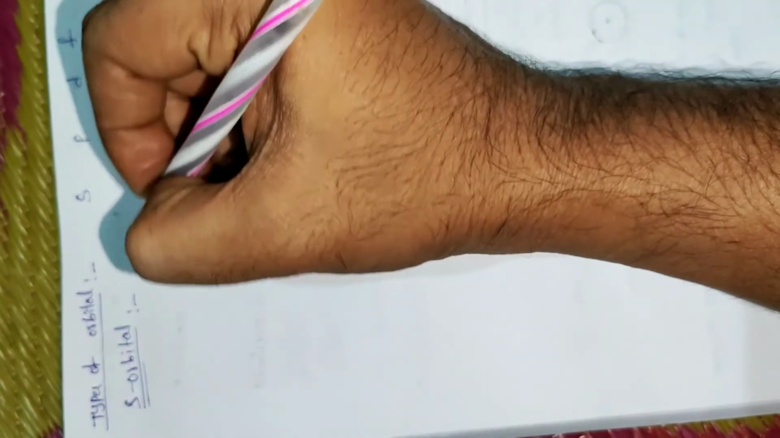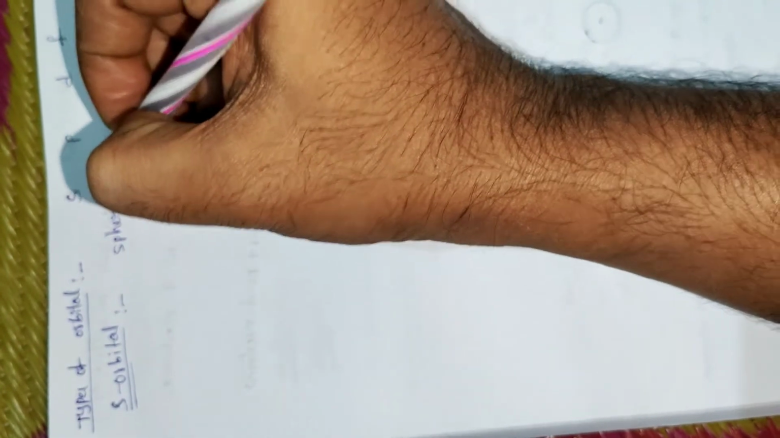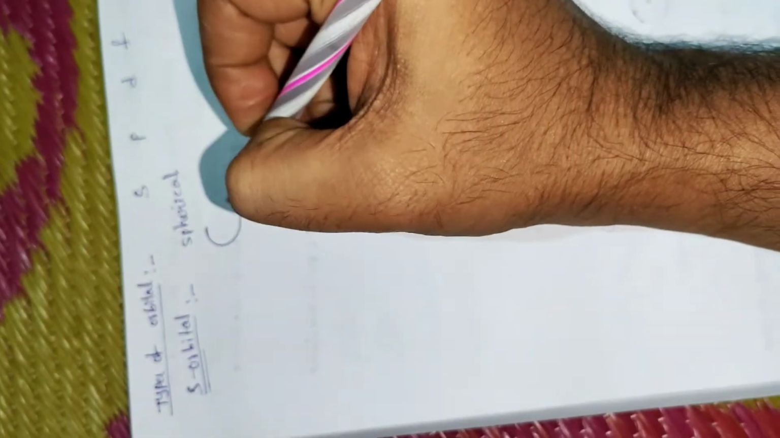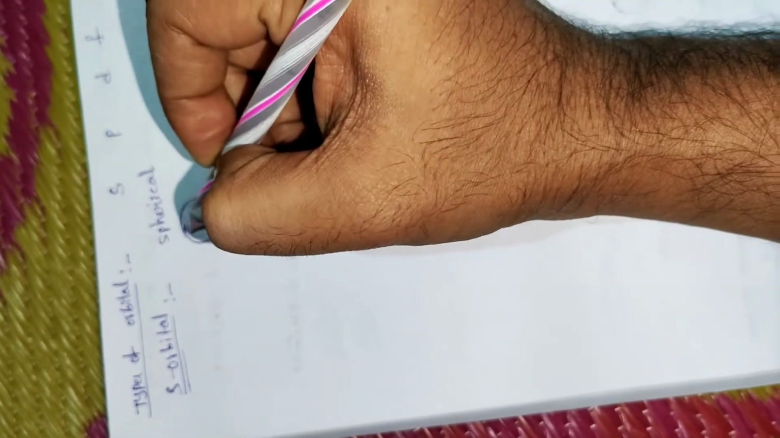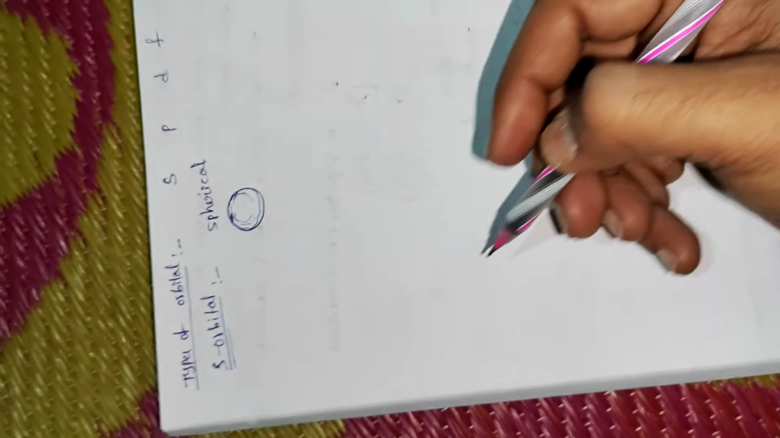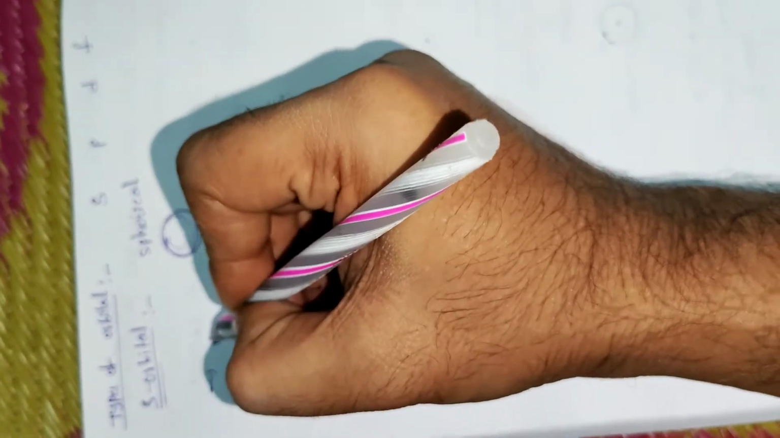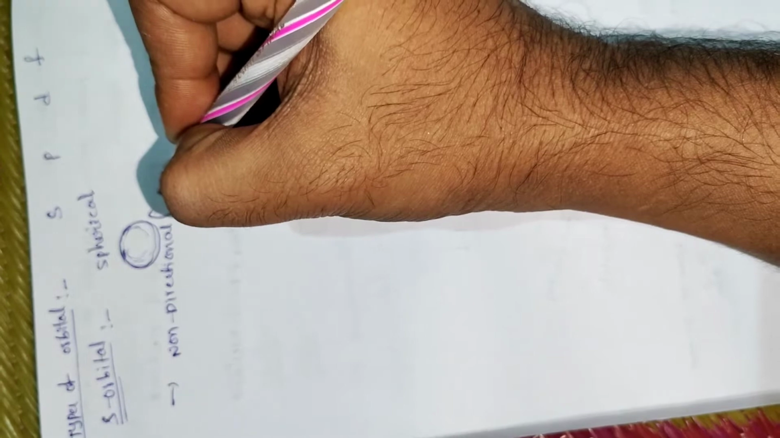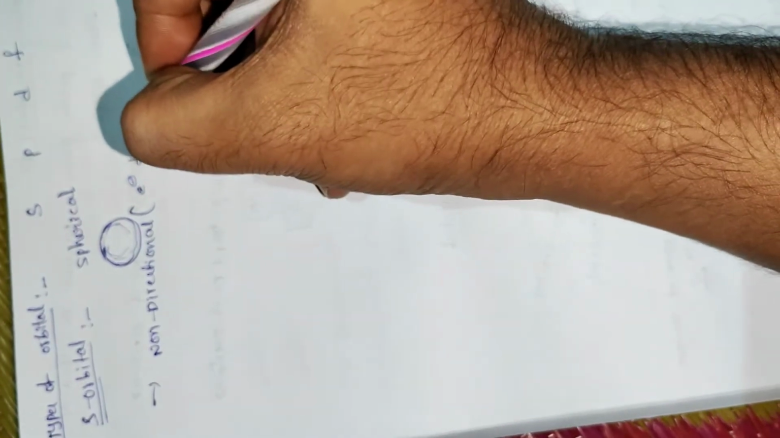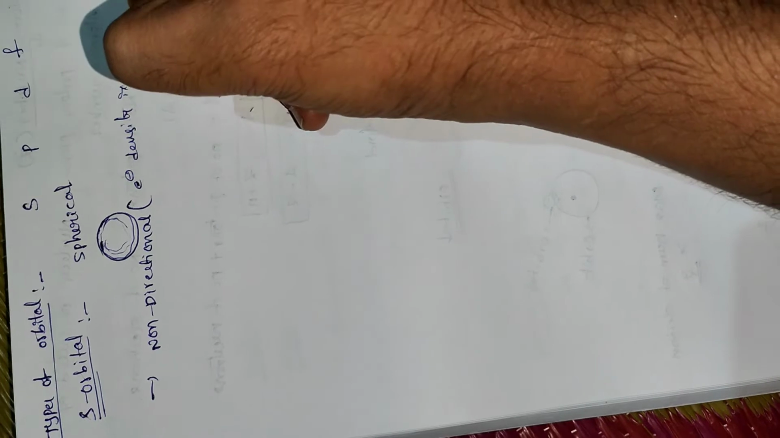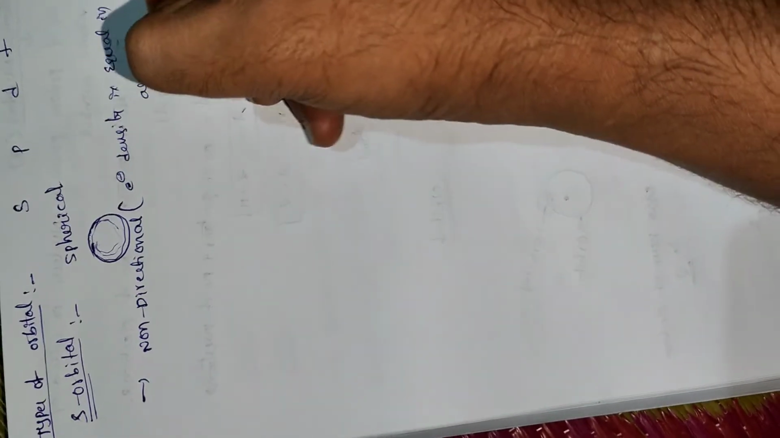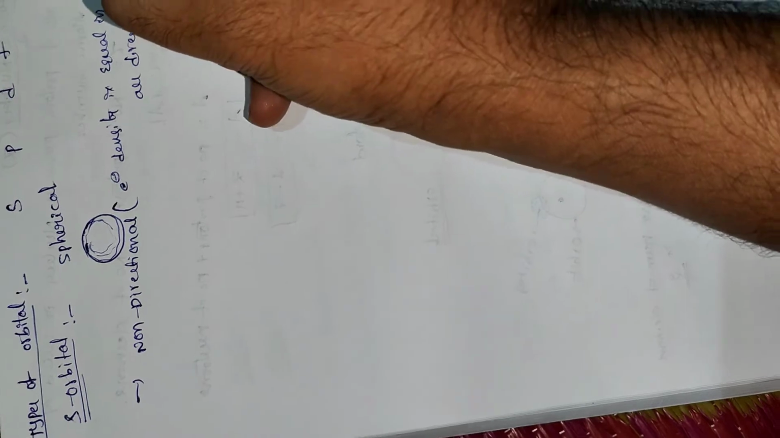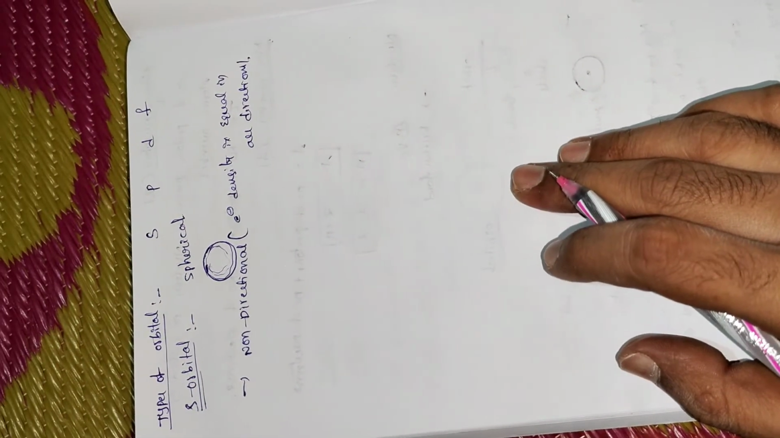The shape of the S orbital is spherical. It is non-directional. Non-directional means what? Electron density is equal in all directions.